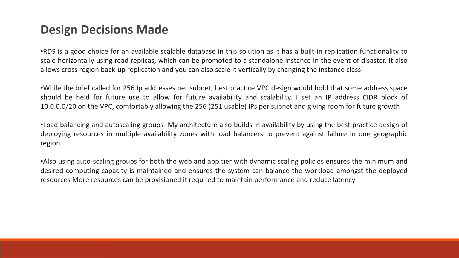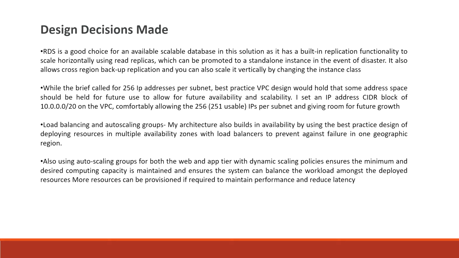The brief called for 256 IP addresses per subnet. Best practice VPC design would state that some address space should be held for future use to allow for future availability and scalability. So I set an IP address CIDR block of 10.0.0.0/20 on the VPC, which comfortably allows the 256 IPs per subnet and gives room for future growth.